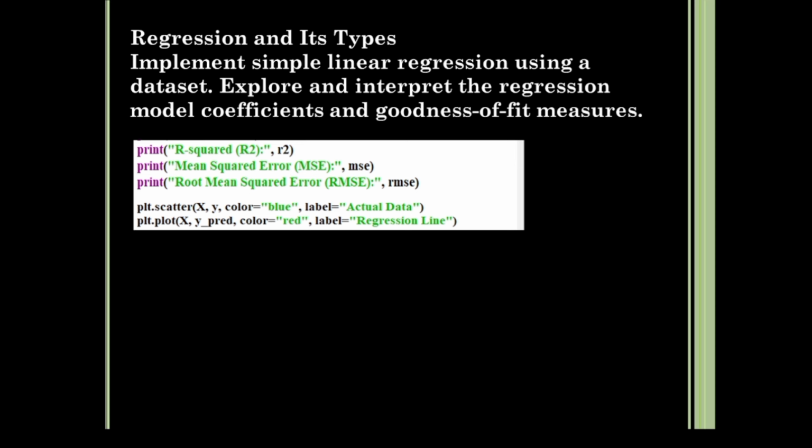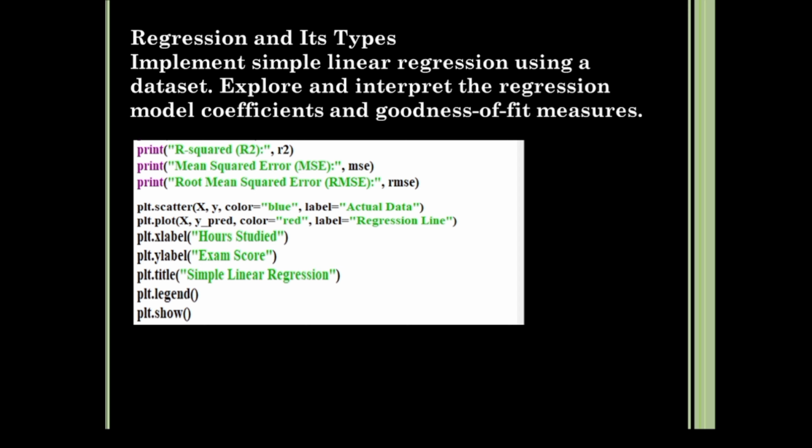Next, we have plt.scatter(X, y, color='blue', label='actual data'). So it plots the actual data points in blue color. Next, we have plt.plot(X, y_pred, color='red', label='regression line'). So it plots the best fit line, that is my red line.